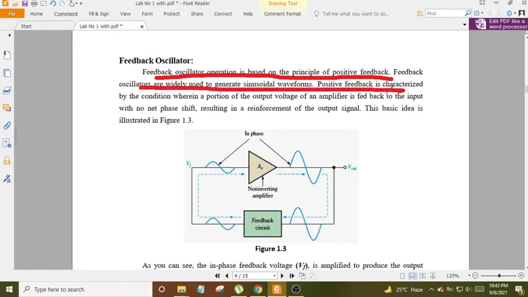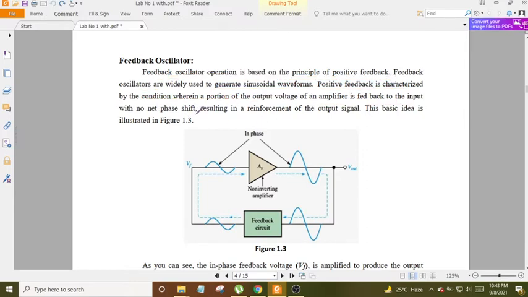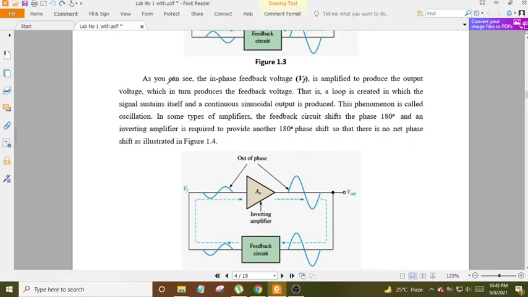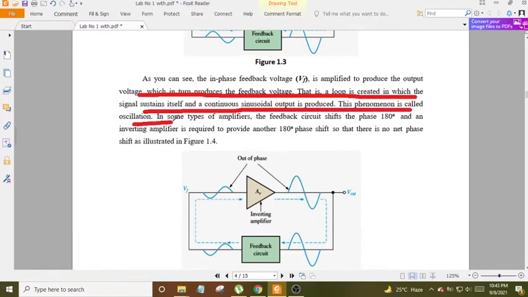Positive feedback is characterized by the condition wherein a portion of the output voltage of an amplifier is fed back to the input with no net phase shift, resulting in a reinforcement of the output signal. This basic idea is illustrated in Figure 1.3. As you can see, the in-phase feedback voltage, VF, is amplified to produce the output voltage, which in turn produces the feedback voltage. That is, a loop is created in which the signal sustains itself and a continuous sinusoidal output is produced. This phenomenon is called oscillation.